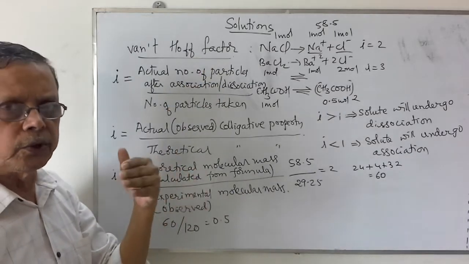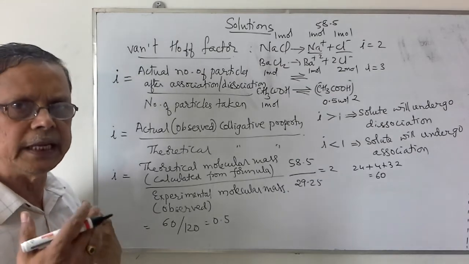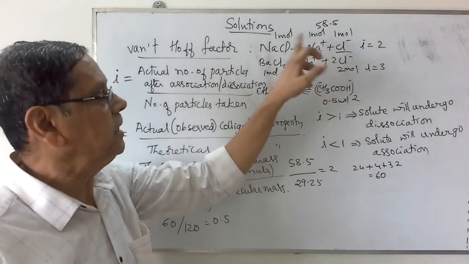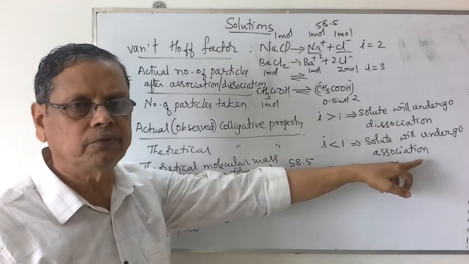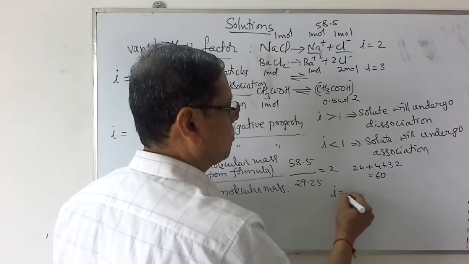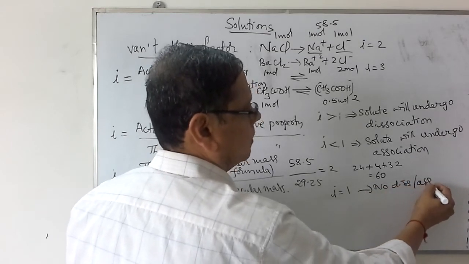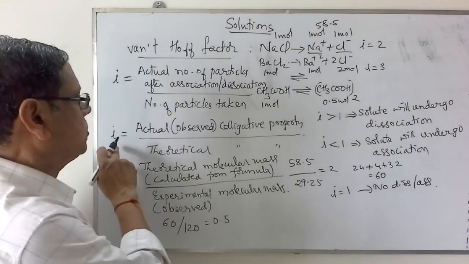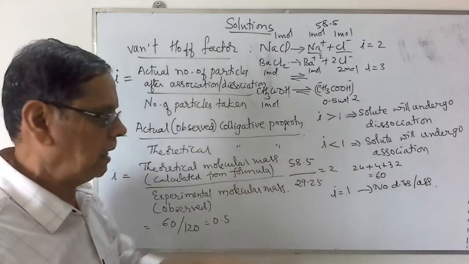He introduced it to explain the colligative property of a solute which does not remain normal in the solution. It may undergo association or dissociation. If it is dissociation, the Van 't Hoff factor will be more than 1. If the Van 't Hoff factor is less than 1, the solute will undergo association. Finally, we can say i will be equal to 1 if there is no dissociation or association. It will remain normal in that case. Now he introduced this Van 't Hoff factor to calculate the actual colligative property by using these calculations.